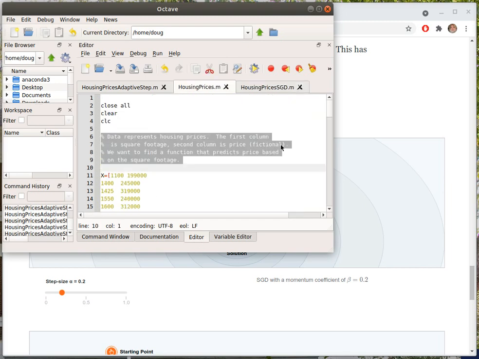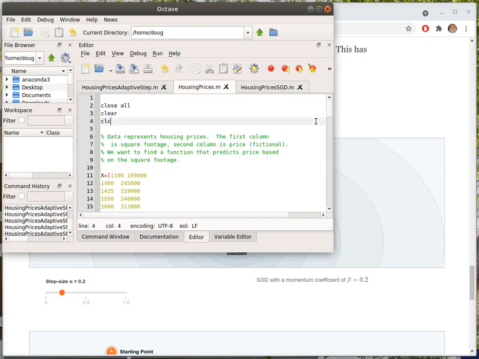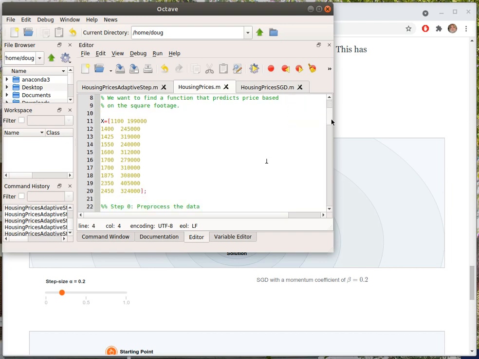We'll go to housingprices.m. So what's the purpose of this? We have data that represents housing prices, and the first column is square footage. Second column is the price of the house. This is a fictional data set, but we want to find a function that predicts price based on the square footage. And so we're going to try to use a line of best fit on that. And so you see that we have 10 data points.